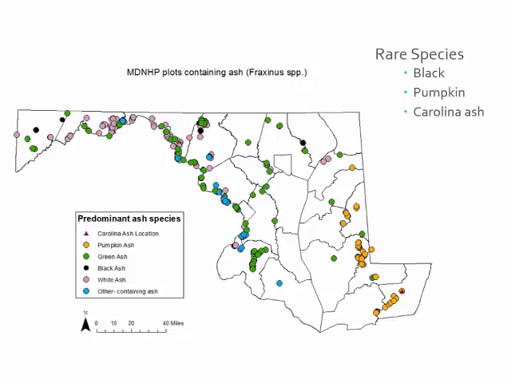And this is a map of some of those rare species. This is from the Natural Heritage Program. They're plots. So you can see, we've got black ash out here in Garrett, and a little bit through the rest of the state. Pumpkin ash, this is the Chop Tank, Nanticoke, Pocomoke. And then there's one little triangle there where we know we've got Carolina ash.